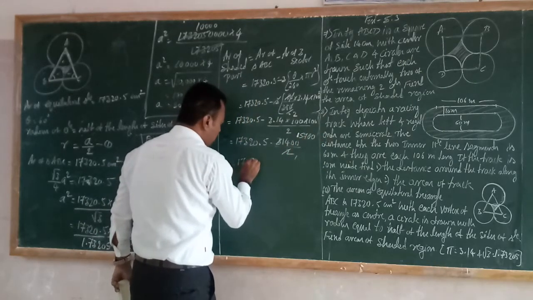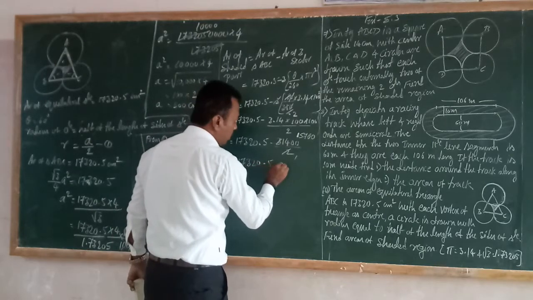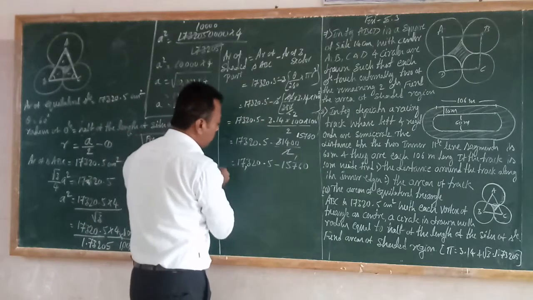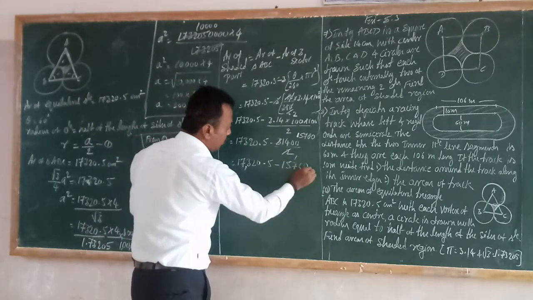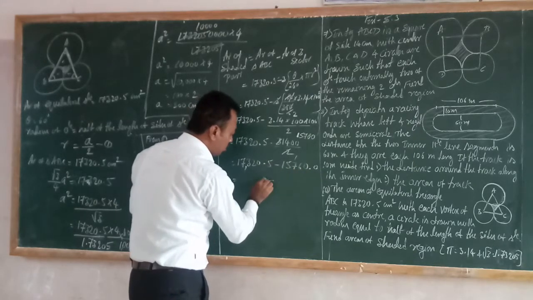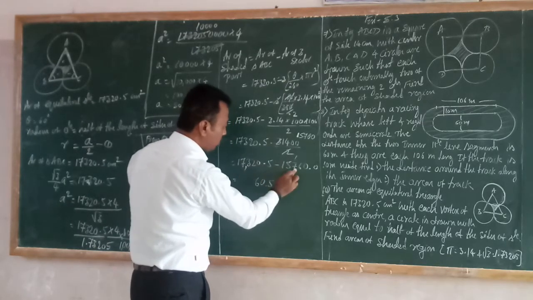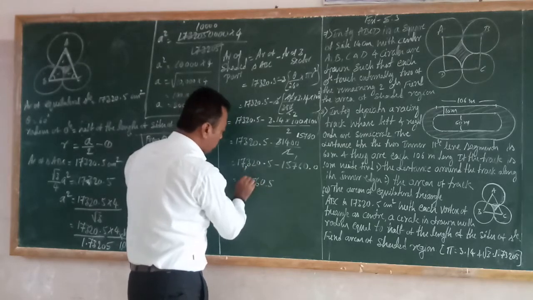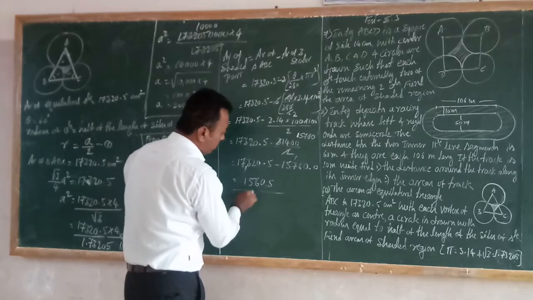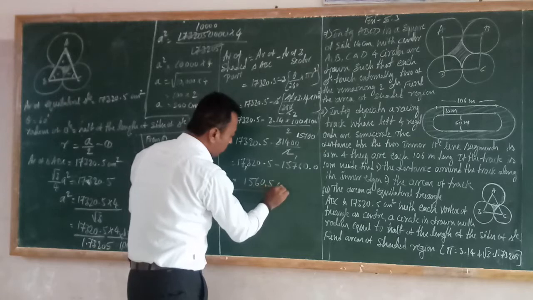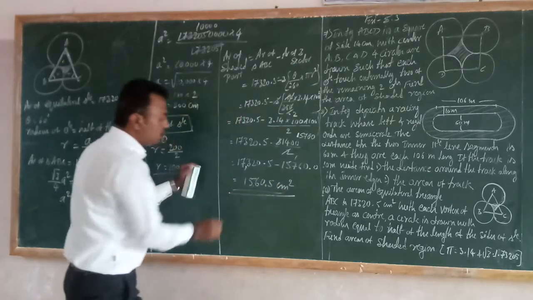So 17,320.5 minus 15,760. We should subtract it. Nothing there means 0 is there. 5 minus 0, 5. Point. 0 minus 0, 0. 2 minus 6, not possible, 12 minus 6 is 6. Here 2 minus 7, not possible, 12 minus 7 is 5. 6 minus 5 is 1. So it is 1560.5 centimeter square. This is the area of the shaded region.